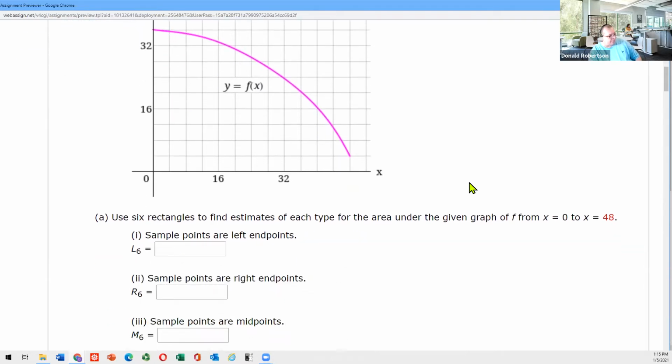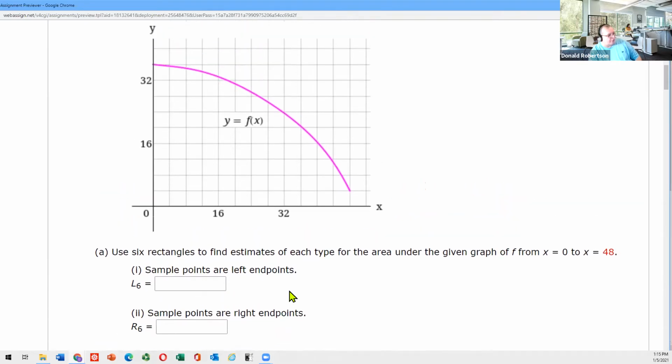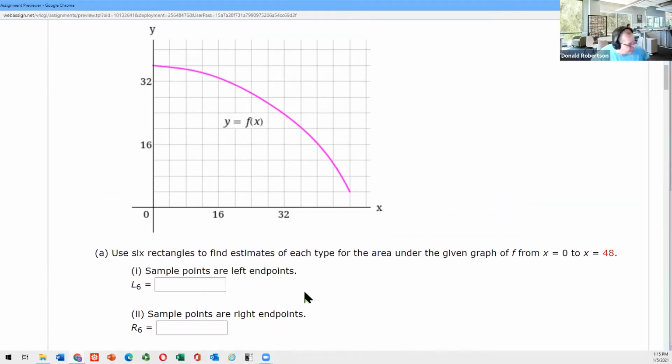And we're being asked to get left 7 and right 7 and a new guy, which I'm going to show you in a moment. So it's left 6 and right 6, I should say. So in this picture, although you can't see me writing it, I will be writing it down as I talk through this. We are going to do 6 strips. Now, do you notice that it goes from 0 to 48? From x equals 0 to x equals 48.